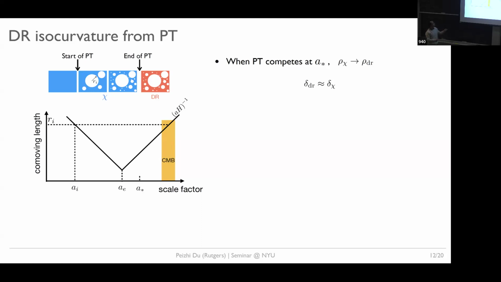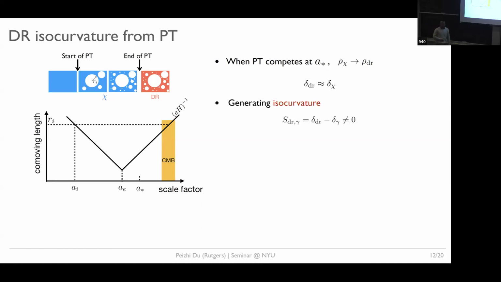What happens to these big bubbles? These big bubbles will still be there because no dynamics can erase them yet. So the big bubbles will still imprint on the perturbations in the dark radiation. That's why I said here, when the phase transition completes, energy density in the Chi field is dumped into dark radiation. So the initial condition for this dark radiation becomes the perturbations of the Chi field, and so those are sort of the same.